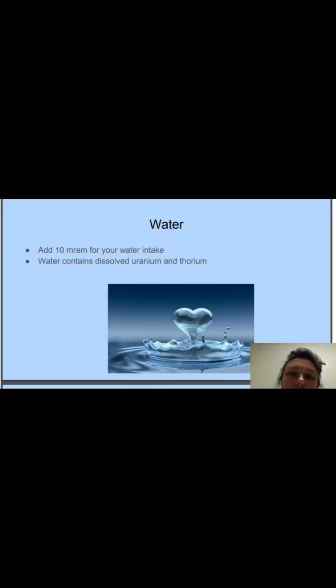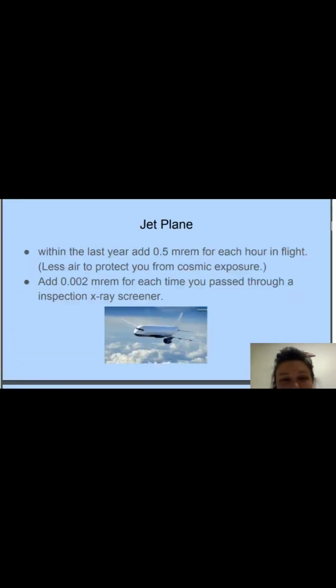Water. We drink water. We bathe in water. We are exposed to uranium and thorium in water. So give yourself 10 millirems. Next one is breathing. We breathe air. Air contains radon. Give yourself 200 millirems for radon.